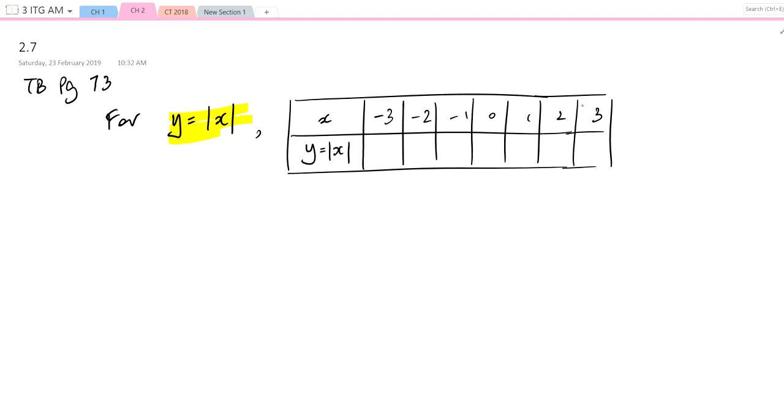So let's start with the easy ones. From x equals 0, y will be equal to 0. When x is equal to 1, 2, and 3, y is 1, 2, and 3. Now if you consider negative values of x, the corresponding y value, which is simply the magnitude, in this case will be 1, 2, and 3.